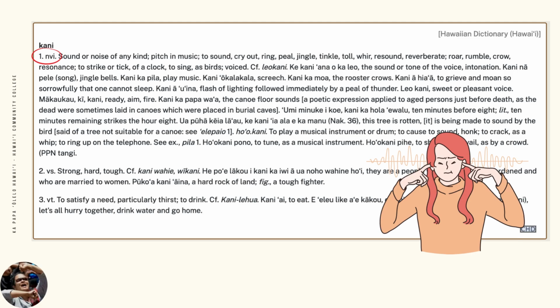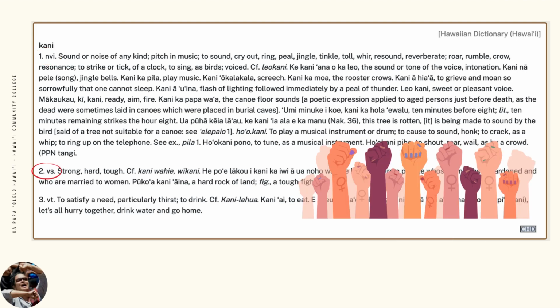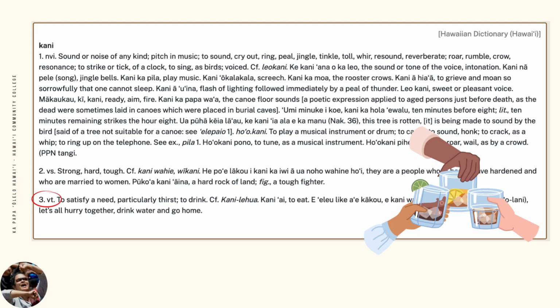To cry out is a hehele. Let's look at the next entry. The next entry is a VS, a stative verb. Strong and hard is an ʻaʻano. Finally, entry number 3. This entry is VT, a transitive verb. To drink is a hamani.